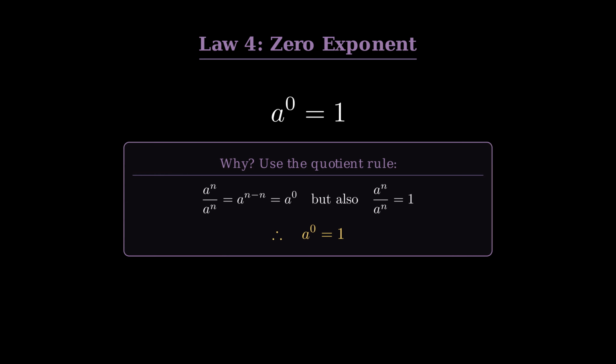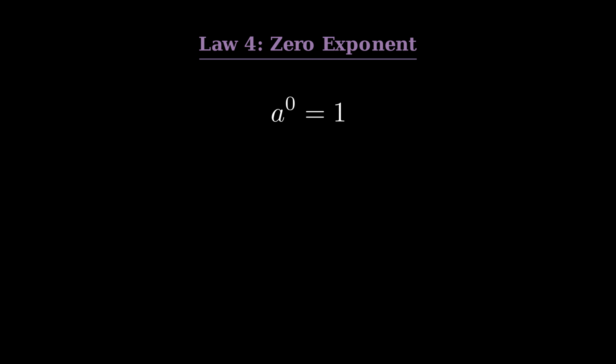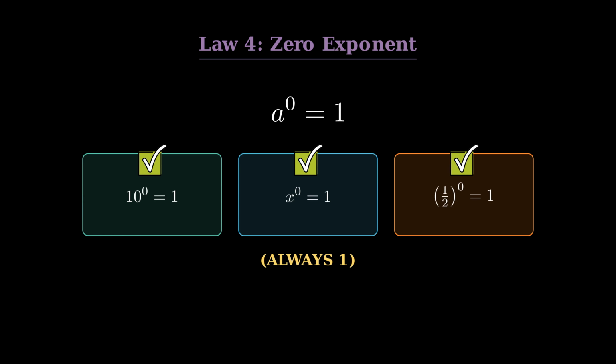A to the 0 equals 1. This works for any base except 0 itself. 10 to the 0 is 1, x to the 0 is 1, even a half to the 0 is 1.